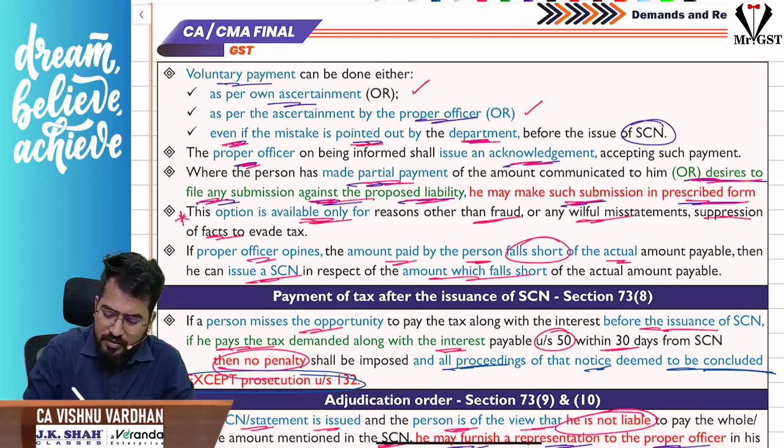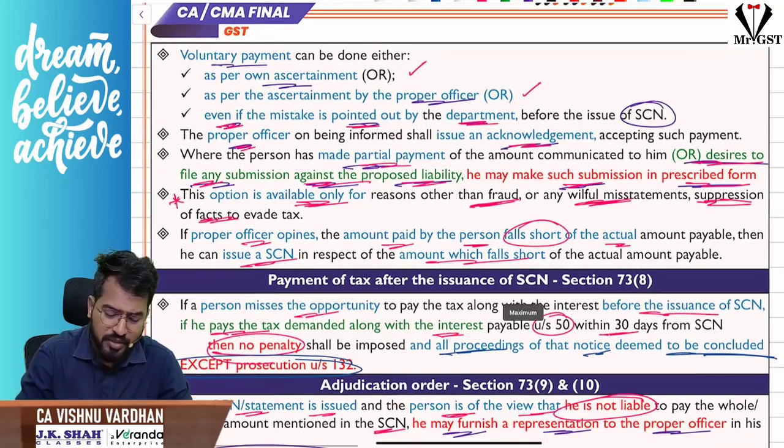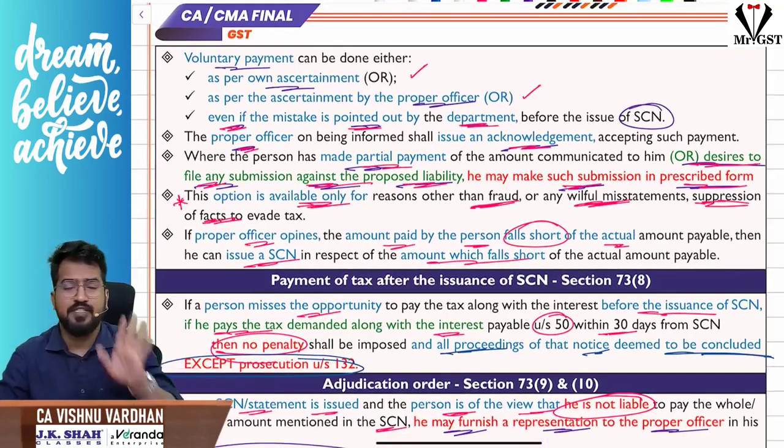The option is available only for reasons other than fraud, willful misstatement, suppression of facts, all that stuff. So the concept is, sir, you can make the voluntary payment happily, and once you make the voluntary payment, the proper officer will give you the acknowledgement.